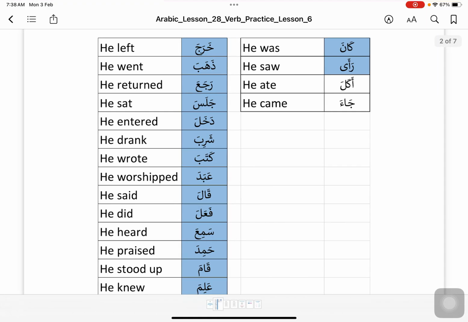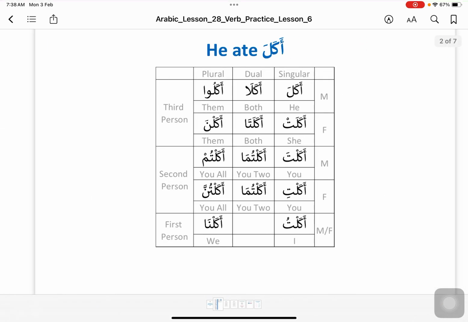Let's start with some verb practice. We're going to add two verbs today. Akala, which means he ate. Ja'a, which means he came. Let's do the 14 forms.